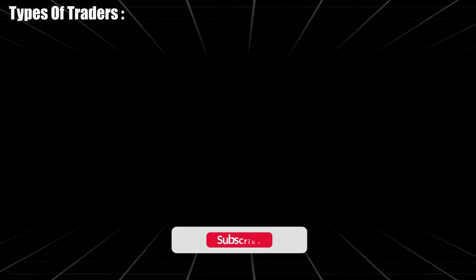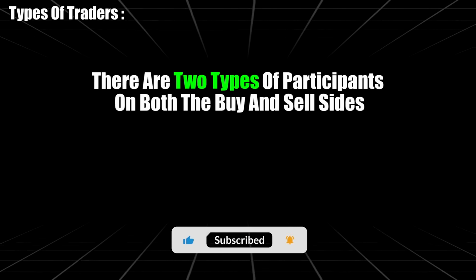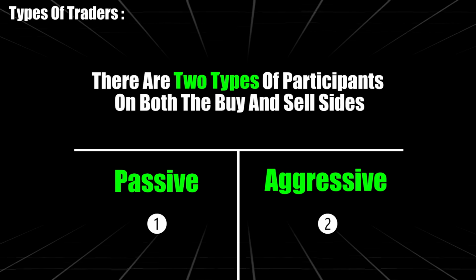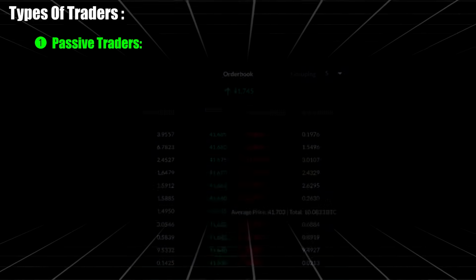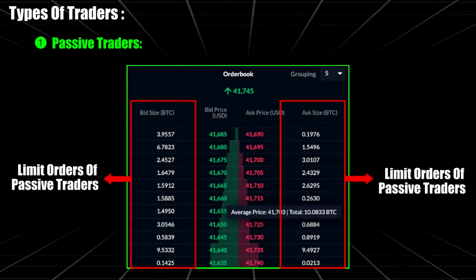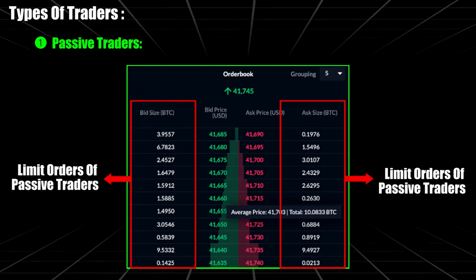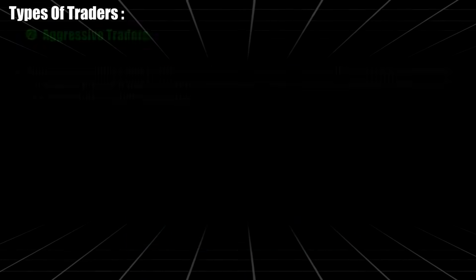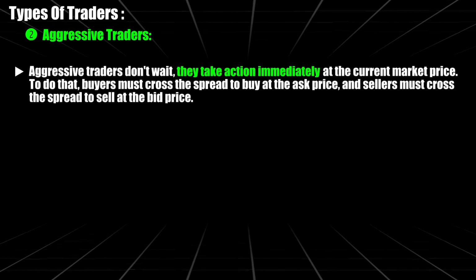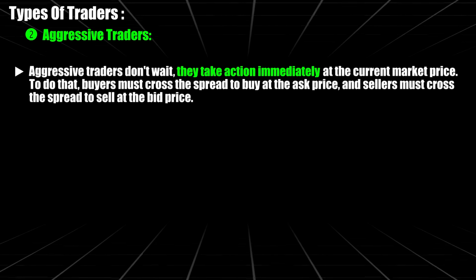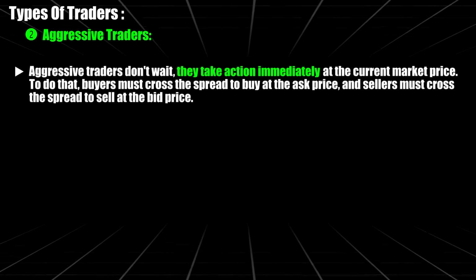What many traders don't realize is that there are two types of participants on both the buy and sell sides: passive and aggressive. Let's start with the passive traders. So when you see bids and asks stacked up in the order book, those are limit orders, passive in nature. But if all traders were passive, the market wouldn't move at all. That's where aggressive traders come in. So the aggressive traders don't wait, they take action immediately at the current market price. To do that, buyers must cross the spread to buy at the ask price, and sellers must cross the spread to sell at the bid price.